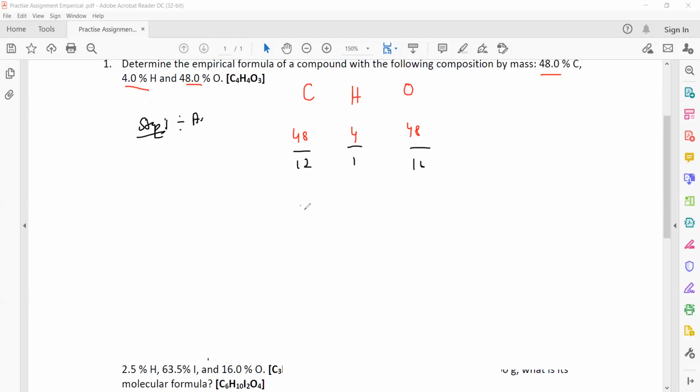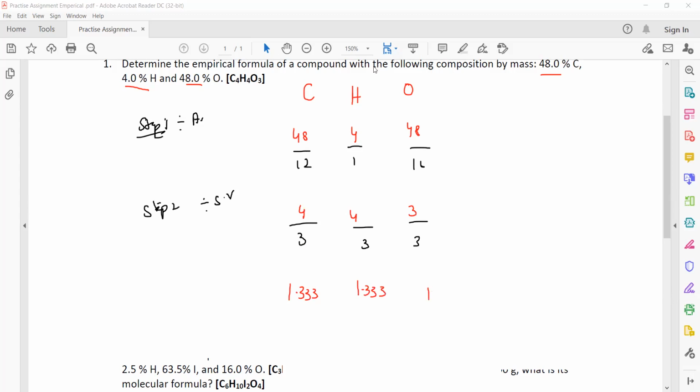So 48 divided by 12 equals 4. 4 divided by 1 equals 4. And 48 divided by 16 equals 3. Then step 2: we divide by the smallest value in the combination. The smallest value is 3. So we divide each value by 3. 4 divided by 3 is 1.33, 4 divided by 3 is 1.33, a recurring decimal. And 3 divided by 3 equals 1.